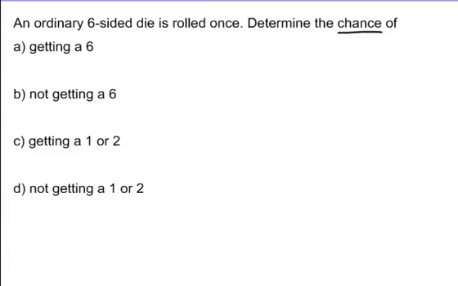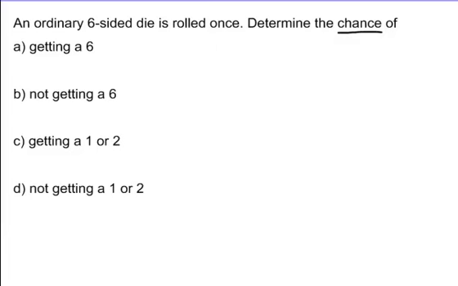But here, we want to just roll the dice 1 time, and it wants to know what the chance is. Chance, that's going to give you the clue. What's the chance that it's going to be a 1? So we're doing theoretical probability here. What's the chance that something is going to happen? I'll give you a second to guess. What are these chances going to be? What's the chance of getting a 6, of not getting a 6, of getting a 1 or a 2, or not getting a 1 or a 2?